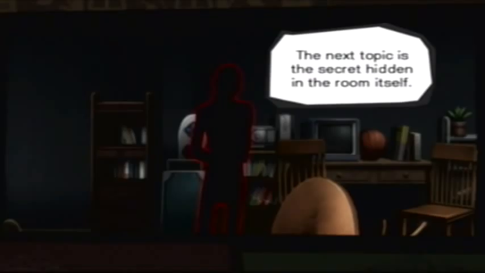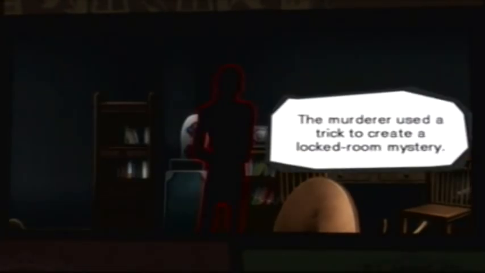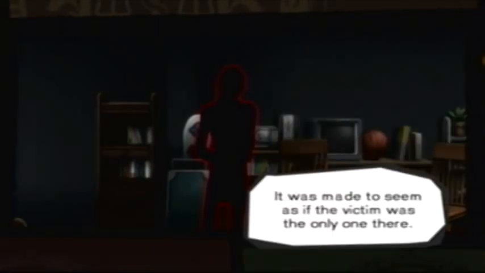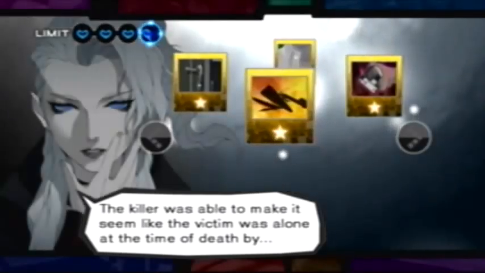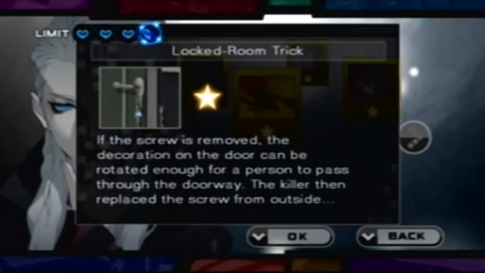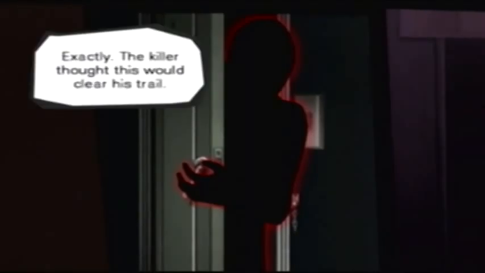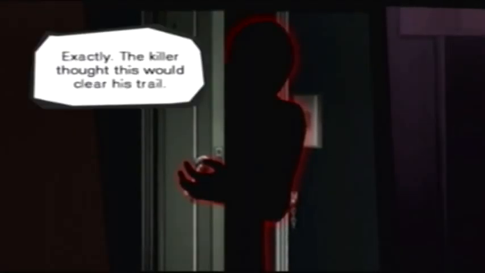The next topic is the secret hidden in the room itself. The murderer used a trick to create a locked room mystery. It was made to seem as if the victim was the only one there. This card shows the trick that had been used. Exactly. The killer thought this would clear his trail.